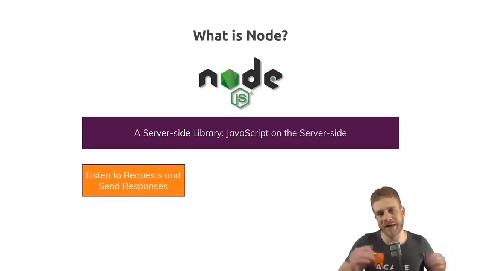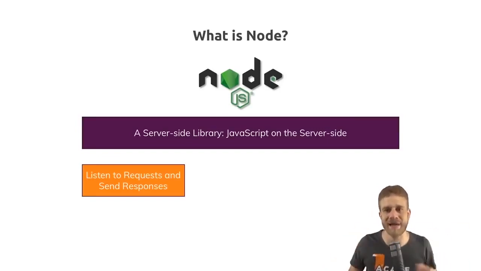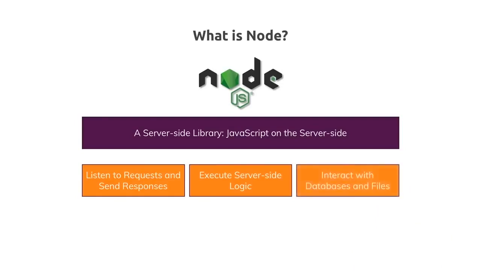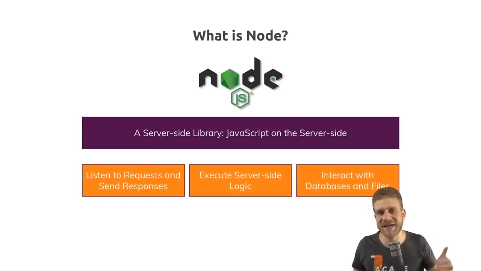Node.js listens to incoming requests and is able to send back responses. For example, our Angular app could send a request to fetch a list of all the posts, and Node could handle that request, do something, reach out to the database, and send back a response with all these posts. Node.js executes server-side logic in general, so authentication, anything we don't want to run in the browser for security or performance reasons. And Node.js is able to interact with databases and files. Angular can't do this. It doesn't have access to any file system, and especially not to a file system on some remote machine on a server.